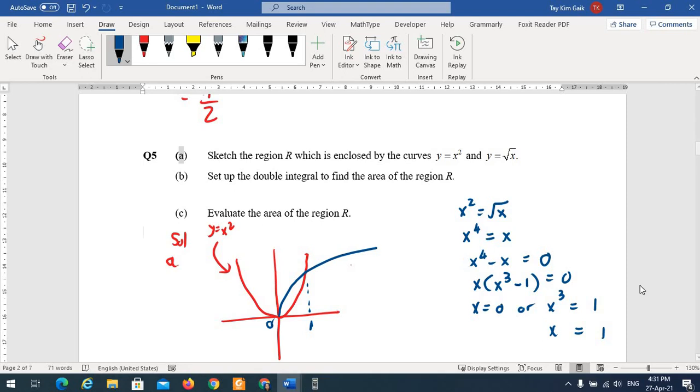So this is a region here. The region R is bounded by the blue color and the red color. Blue color is y equal root x. The intersection point is actually x is 1. When x is 1, you plug in here, y is actually 1.